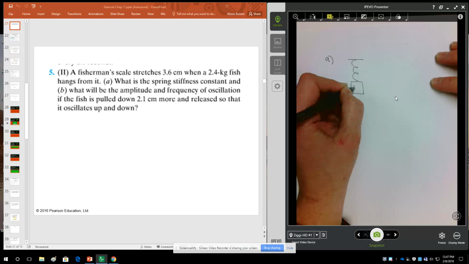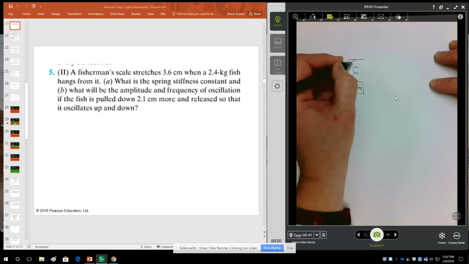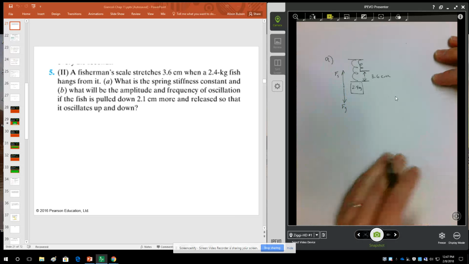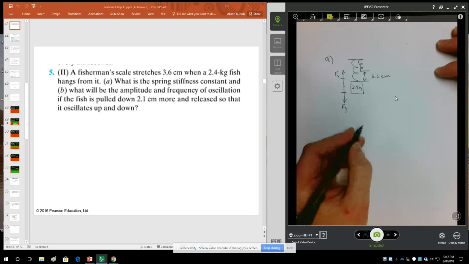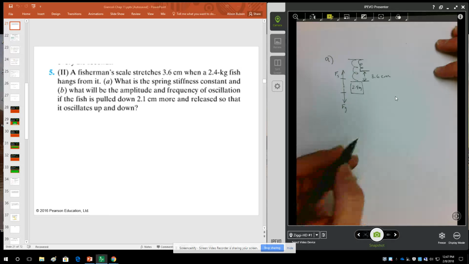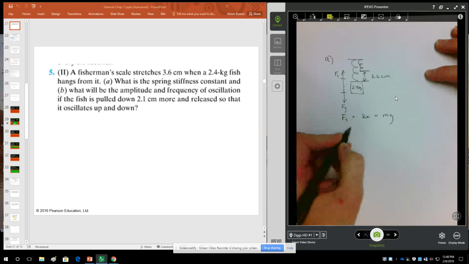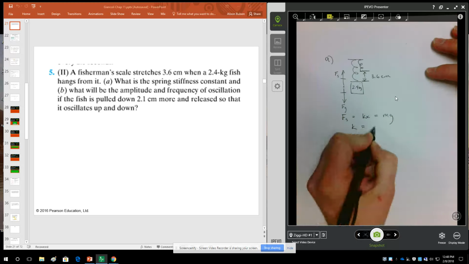And we have a 2.4 kilogram fish, and when I added that fish, the spring stretched a distance of 3.6 centimeters from its equilibrium position. So that tells me that in this equilibrium position, where I have pull of gravity Fg down on the fish and spring force up on the fish, these two must be in balance because it's equilibrium. That spring force, kx, equals mg.